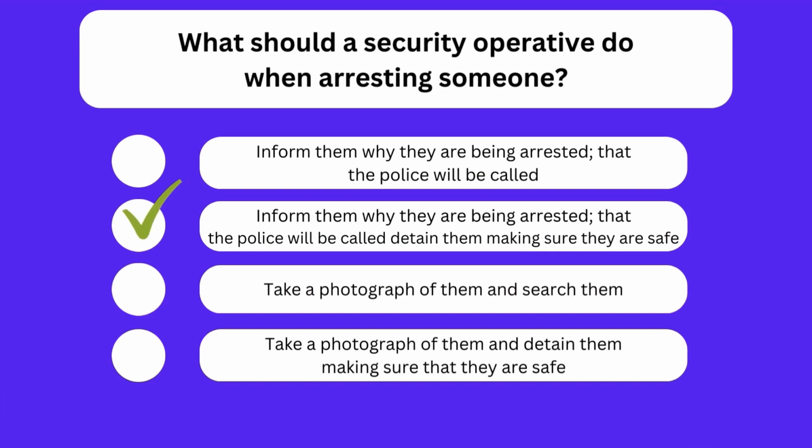Next question is, what should a security operative do when arresting someone? So the correct option is the second one. He should inform them why they are being arrested and the police will be called and they will be detained. He should also make sure that they are safe.